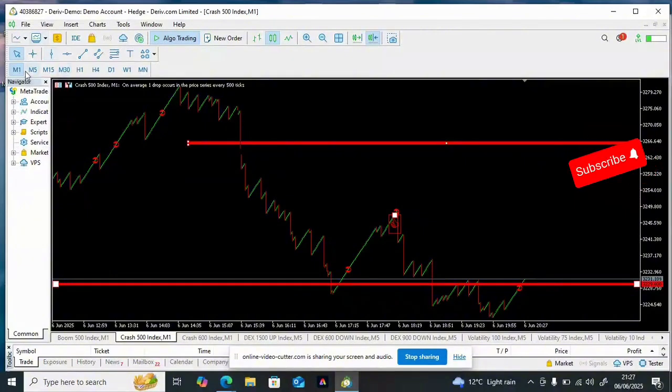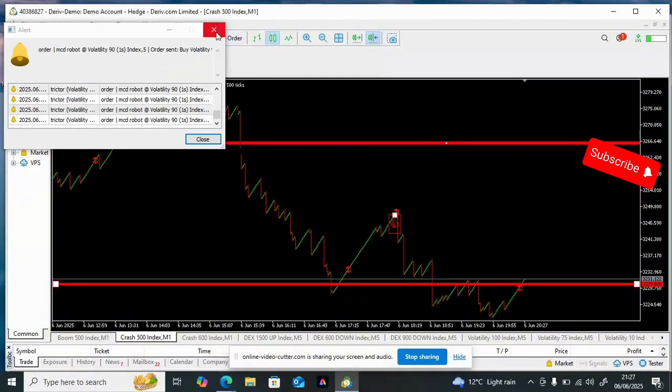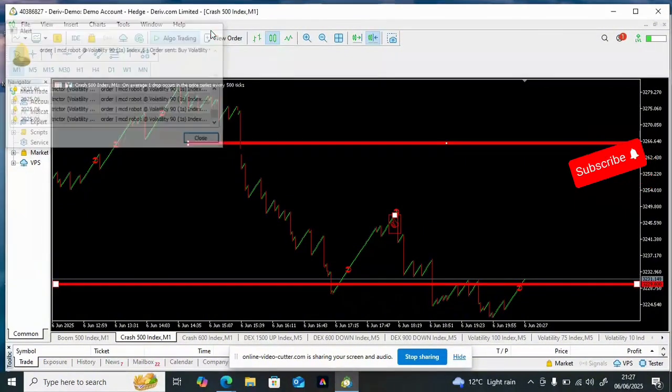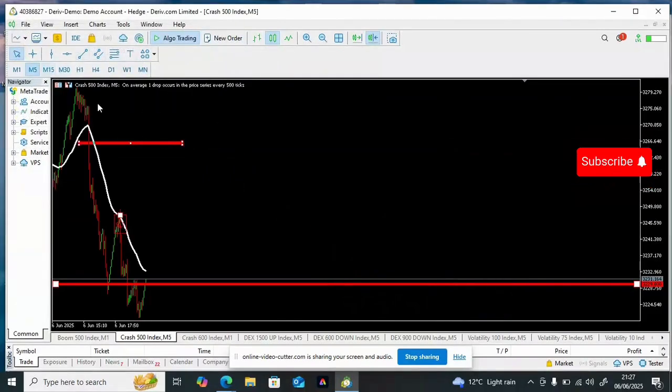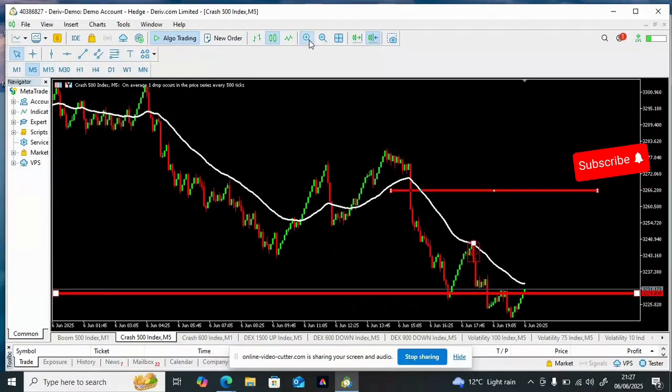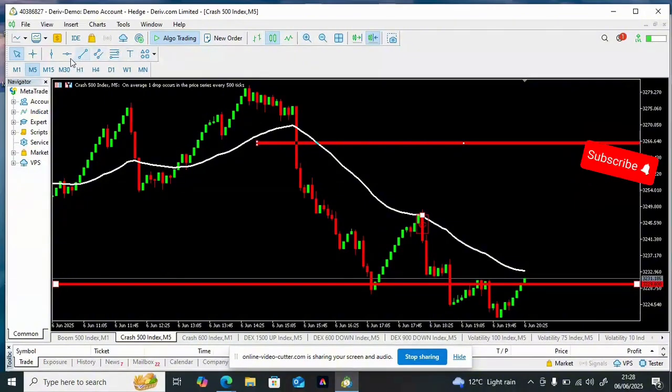and wait for the market to reach the moving average. Okay, market to reach the moving average. So the market is going to reach the moving average. Let's just put a thumbs here on the moving average, like that.